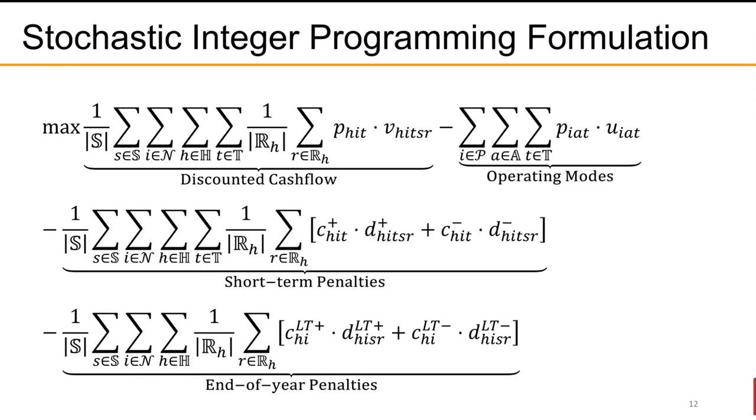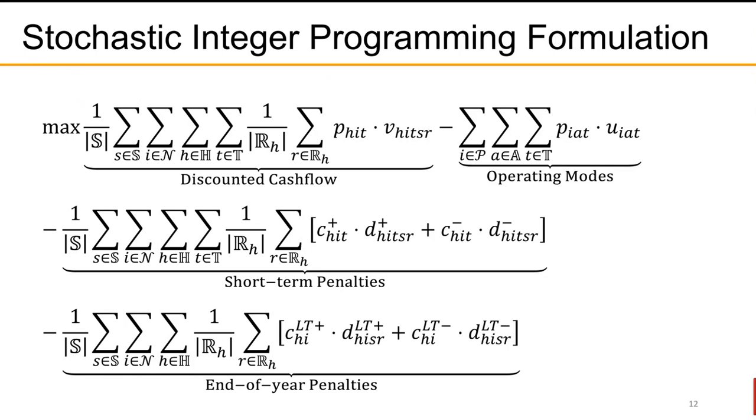And we have two sources of penalties. The first one, which is the short-term penalties, is measuring deviations from targets that we have in each short-term period. So if we're building a 12-month plan, for example, we have a mill capacity each month that we need to hit. So we're going to penalize any deviations from those targets.